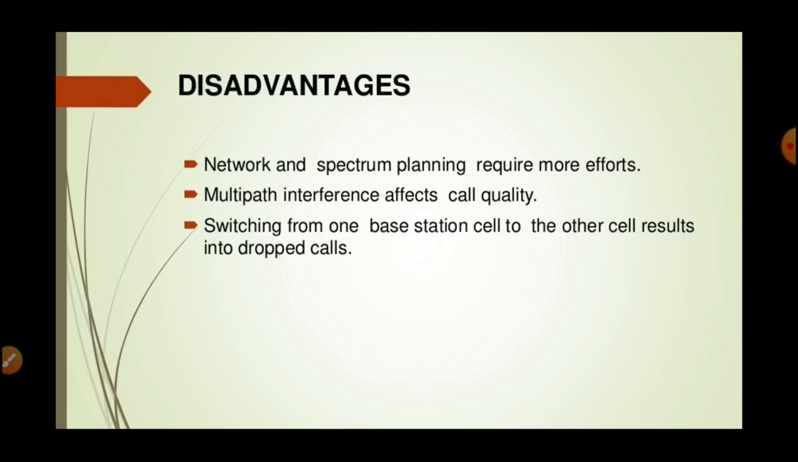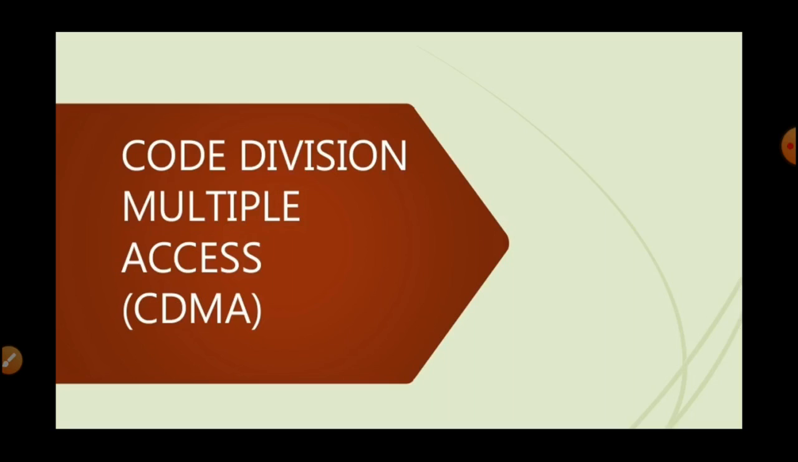Disadvantages: network and spectrum planning require more effort. Multipath interference affects call quality. Switching from one base station cell to another cell results in dropped calls.